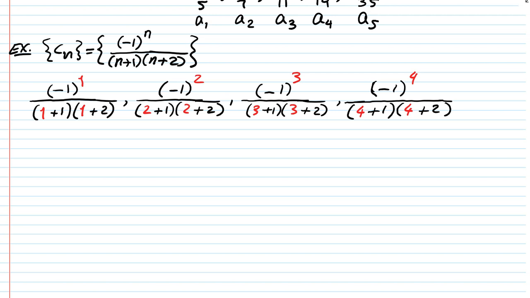Now in the numerator, remember we have -1 to the n. That's going to cause these terms to alternate. So -1 to the first, that's -1. Denominator, 1 + 1 is 2. 2 times 3 is 6.